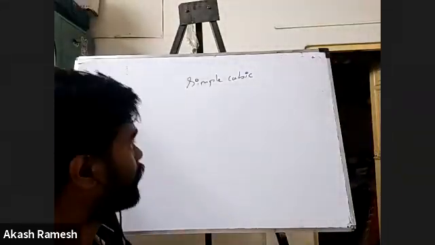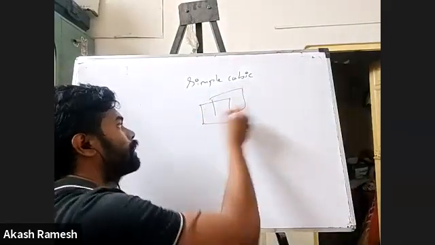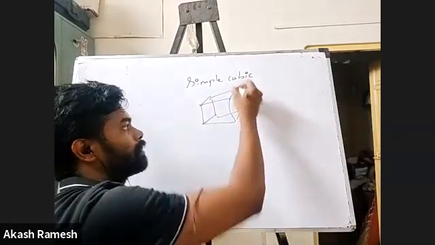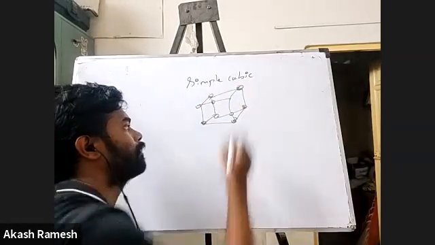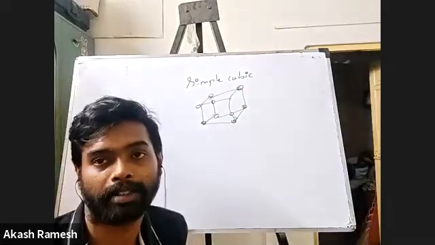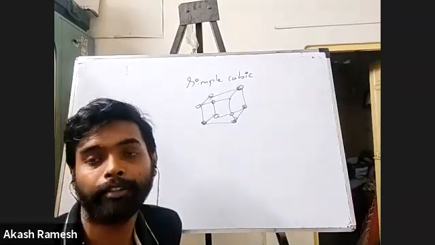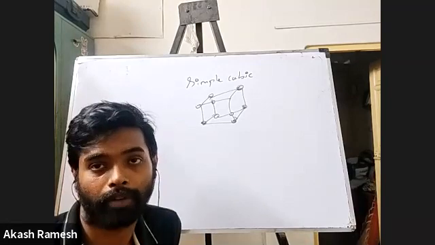Now when I say simple cubic, it's pretty simple for us to understand. It's all about where the lattice points are. In all the corners, I am going to have a lattice point, as simple as that. I have 8 corners, and all these 8 corners are going to have 1 lattice point each. That is the structure you have to understand.